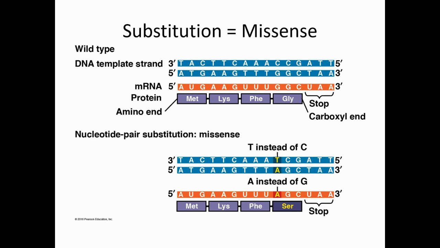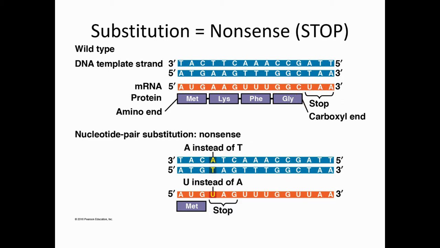Here's a missense mutation, where now we get that T inserted in there instead of the C. What does that mean? That means that this becomes serine versus glycine, and we get a non-functional or just maybe a different protein altogether.